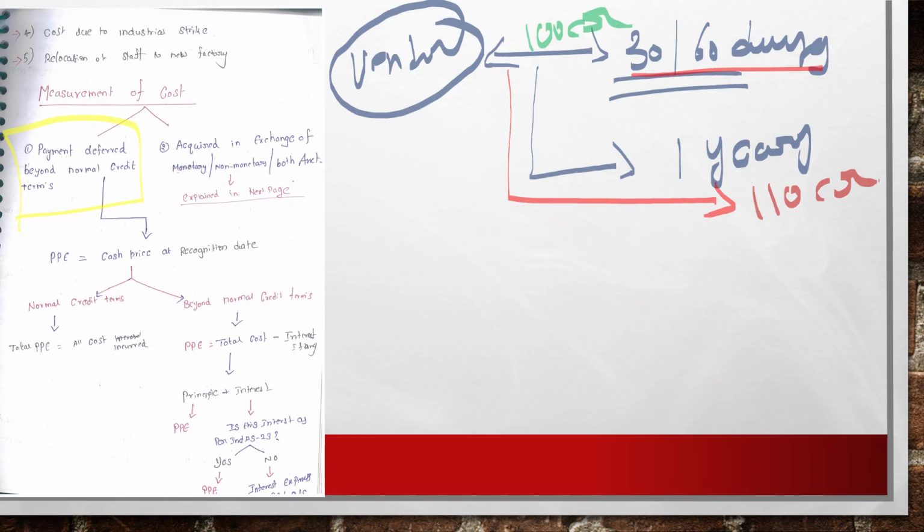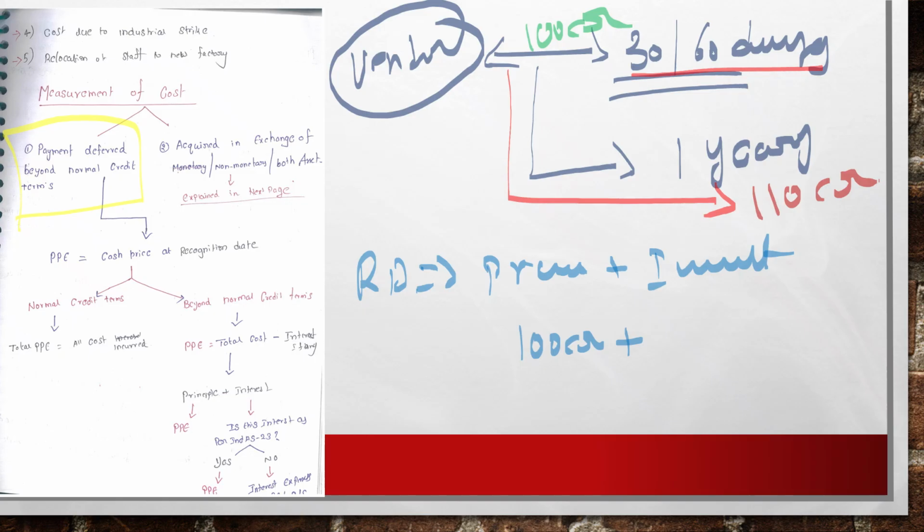In this situation, on the recognition date, there are two parts. One is the principal portion, one is the interest portion. How are we asked to identify this as per Ind AS 16? First, we should ask: if it is a normal credit period, it would be 100 crores only. That is the actual principal. The extra 10 crores is interest. That interest you should account for under other costs, not in PPE.